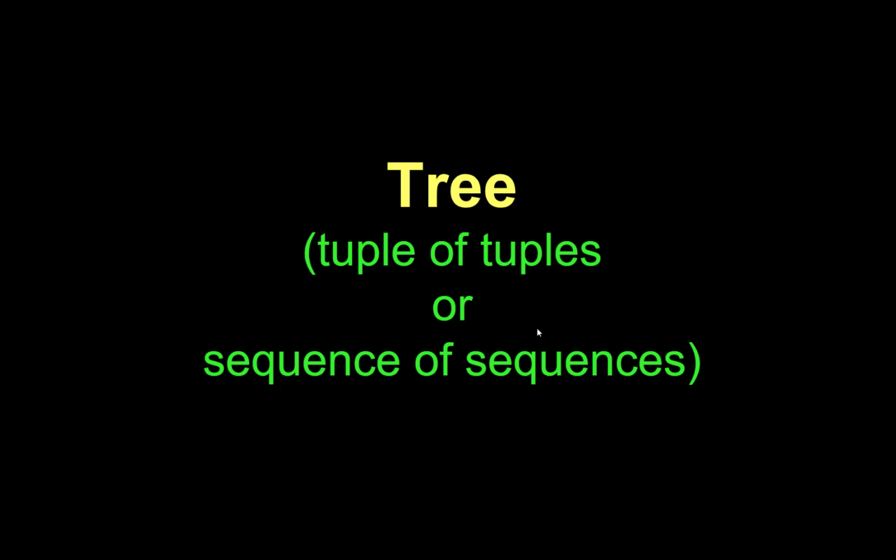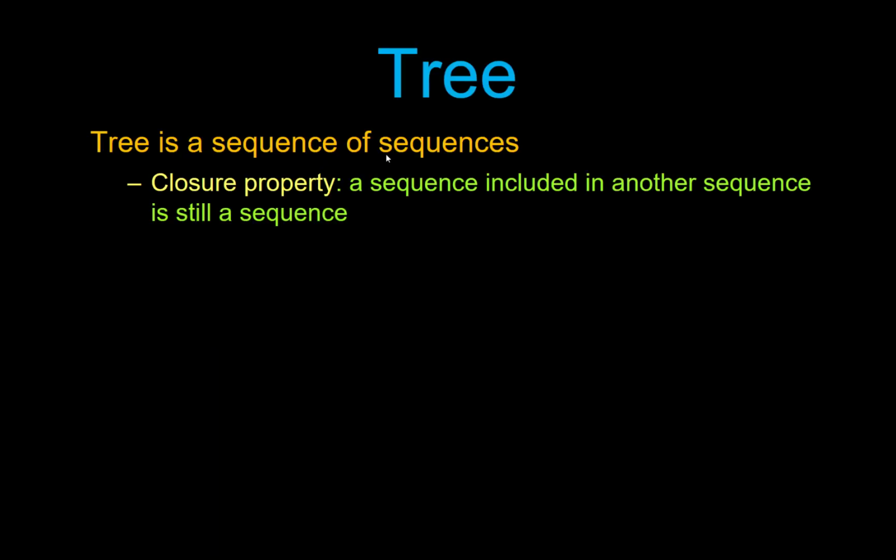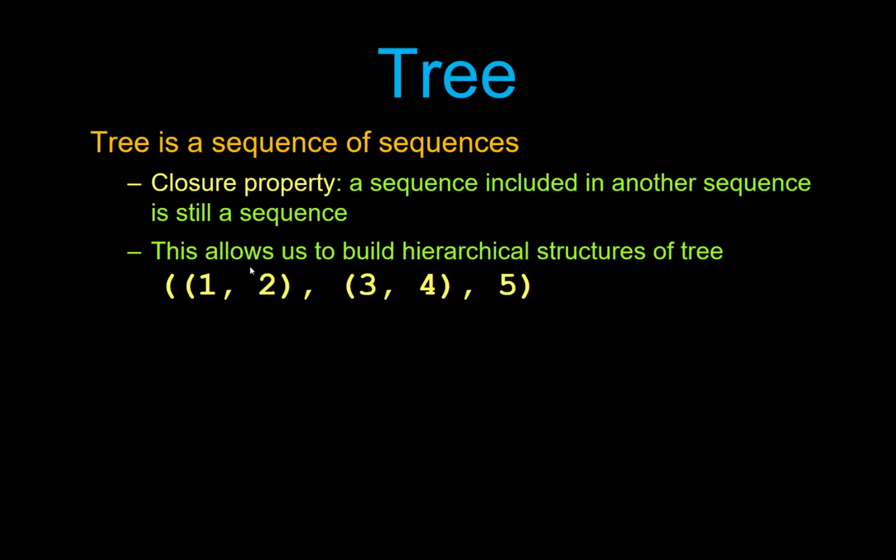In the previous part of this lecture, we dealt mainly with linear sequences, that is, sequences with members that are simple items. For this video, we work on trees, which are sequences of sequences. So it is slightly more involved, but if you can think of it recursively, you can manage this very well. A tree is a sequence of sequences. A sequence which includes itself is still a sequence. This is the so-called closure property. This allows us to build hierarchical structures of trees.